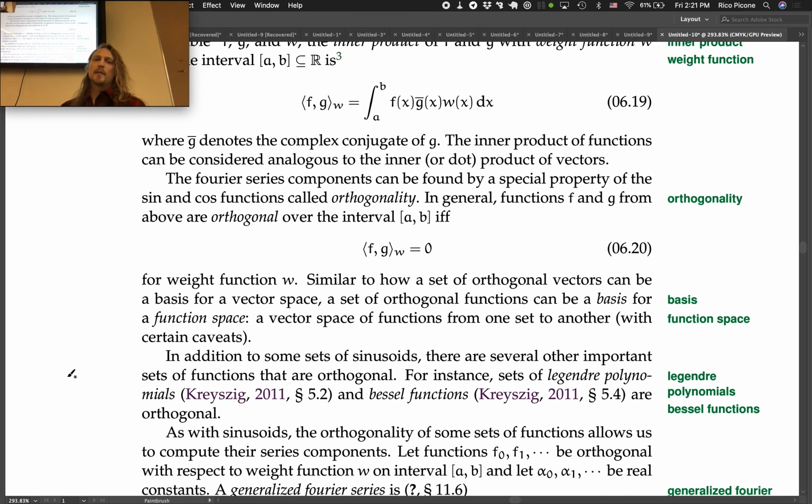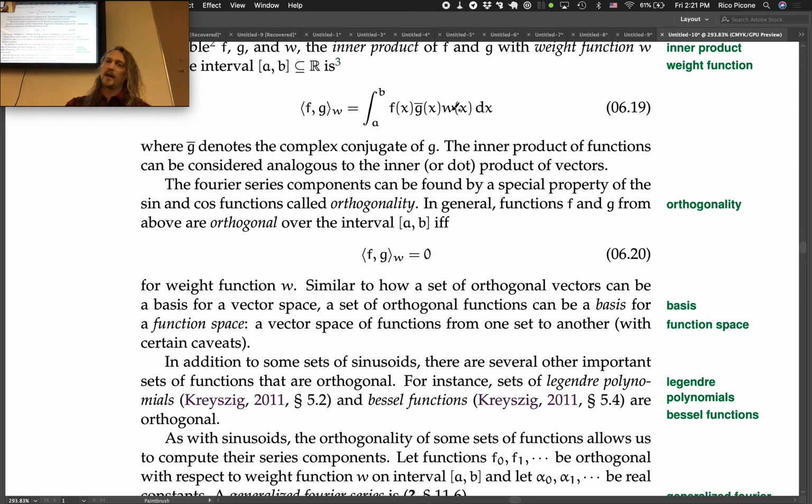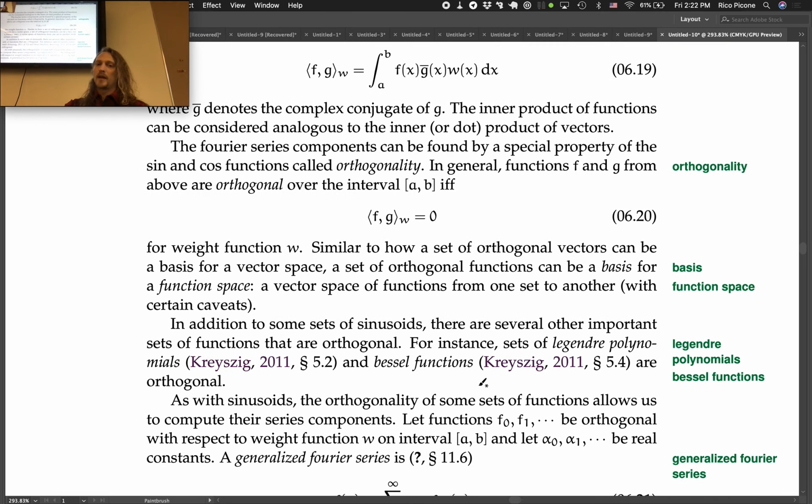In addition to some sets of sinusoids, there are several other important sets of functions that are orthogonal. For instance, sets of Legendre polynomials and Bessel functions are orthogonal. Okay, so sines and cosines can be orthogonal, where if you plug them into 6.19 here with a certain weighting function, just 1 in the case of sines and cosines typically, you will get 0 for the inner product. That also happens with certain polynomials like the Legendre polynomials and Bessel functions as well.